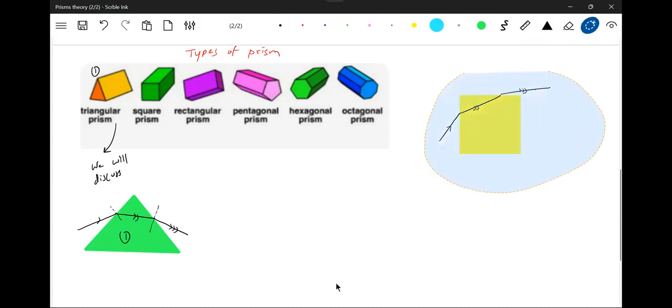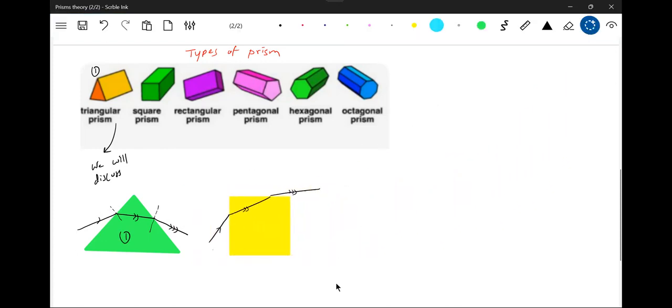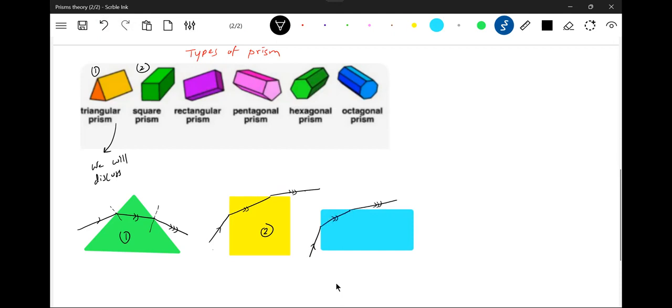Now what about the rectangular prism? It will be of this kind. Like this we can go for a rectangular prism. Again the idea will be the same. The ray of light which is incident here will undergo refraction. Let me draw it properly. Okay, this is the rectangular prism.